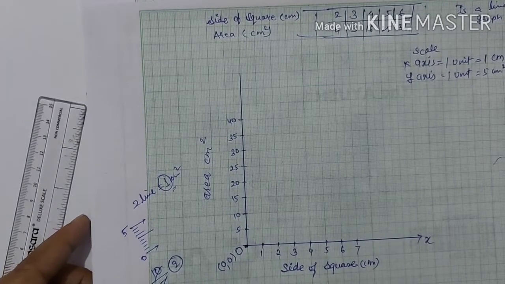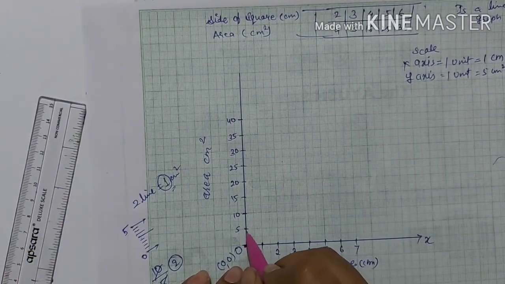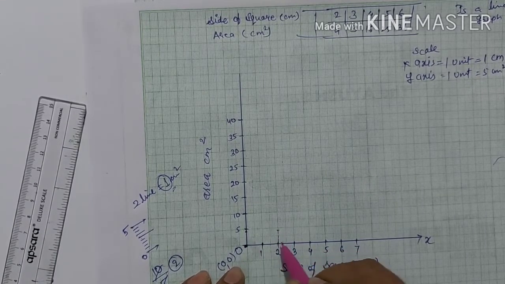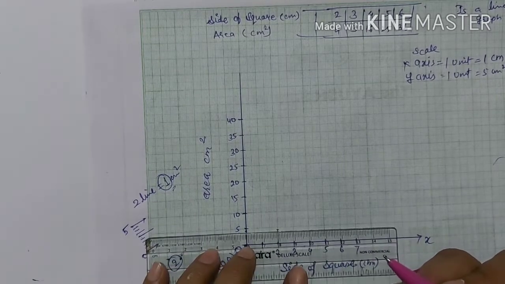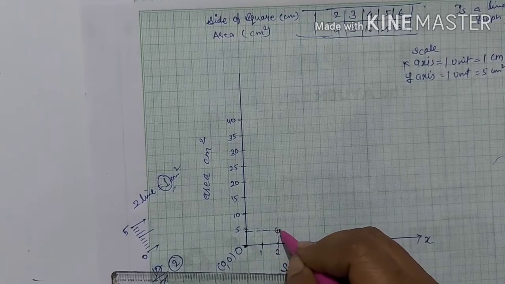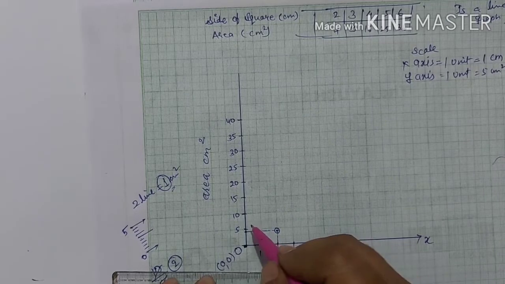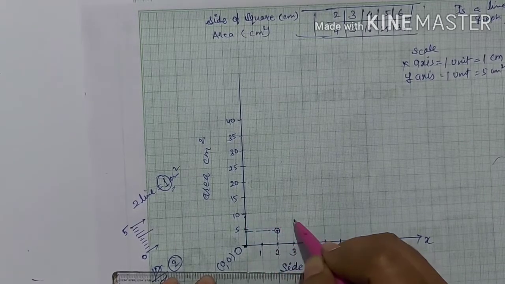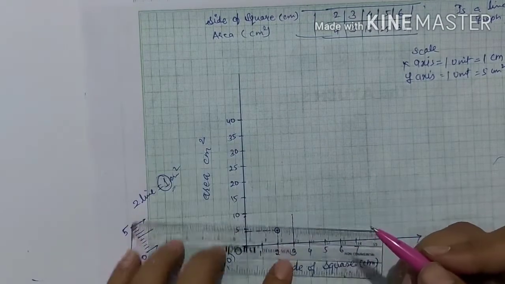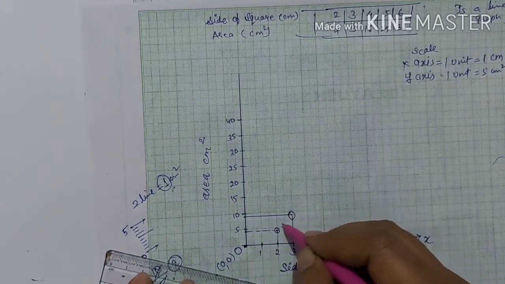Here is the 4. So 4 and 2. 4 is 2 lines back. Before the 5 it is 2 lines less. The point is here. Again 3 and 9. 9 is 2 lines left.